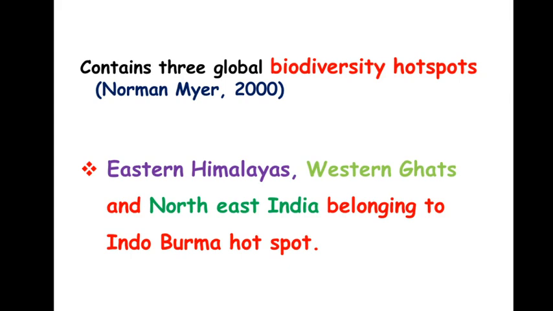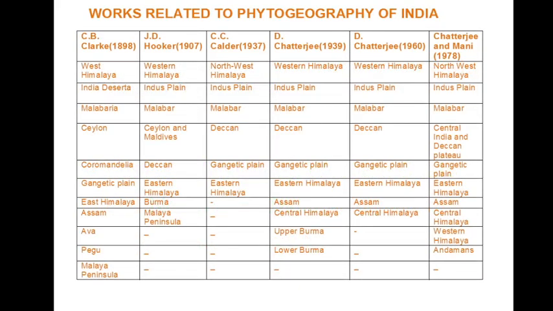Okay, so these two points that I highlighted are probably enough to tell us the importance of India as far as its biodiversity is concerned. Now, because of its richness in biodiversity, from time to time different scientists have studied the phytogeography of India. You can see here in the list there are so many: 1, 2, 3, 4, 5, 6, like that.